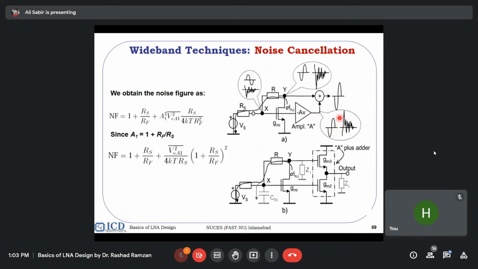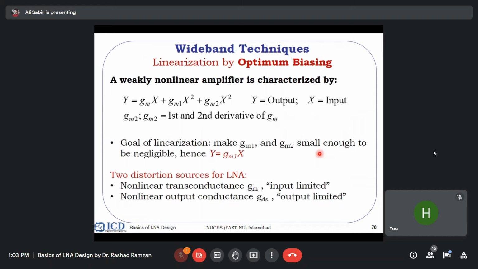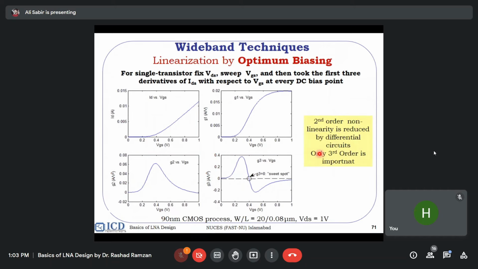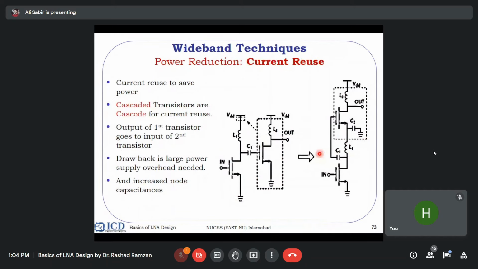So this is the basic architecture of a noise cancelling LNA, and this is the backbone of the wideband LNAs. You cannot make wideband LNAs without noise cancelling, because in that case the noise from the whole band will be integrated and the noise figure will be very, very high. So this is the linearization and optimization technique. We will skip this one.